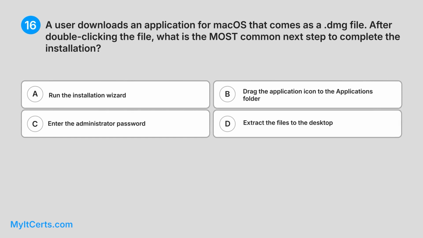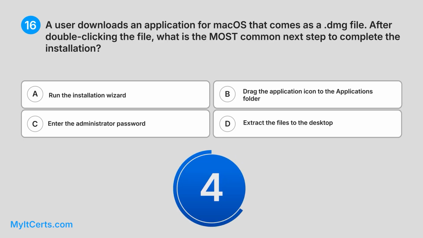16. A user downloads an application for macOS that comes as a DMG file. After double-clicking the file, what is the most common next step to complete the installation? A. Run the installation wizard. B. Drag the application icon to the Applications folder. C. Enter the administrator password. D. Extract the files to the desktop. What do you think is the answer?